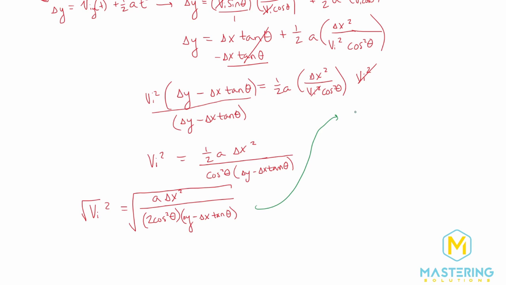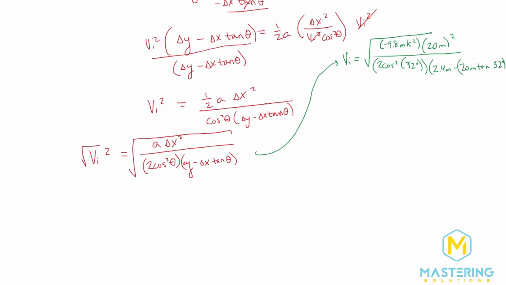So let's come up here and we'll plug in our values. So the initial velocity is equal to the square root of the acceleration. And if you remember, we're substituting into the y equation here. So acceleration, in this case, for the y direction is negative g. So negative 9.8 meters per second squared. And then we multiply that by the delta x, in this case is 20 meters. We'll square that. All of that will be divided by 2 times cosine squared of theta, which is 32 degrees. And then that will be multiplied by the delta y, which is 2.4 meters, minus the delta x, so 20 meters, tangent of 32. And then, of course, we'll take the square root of all of that.